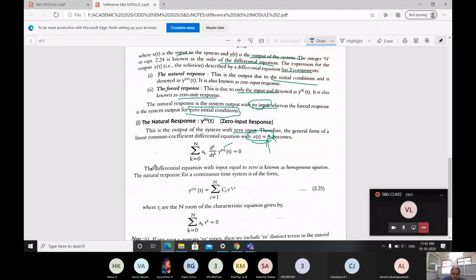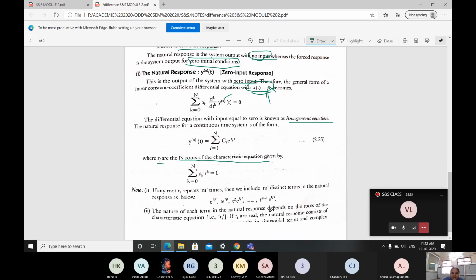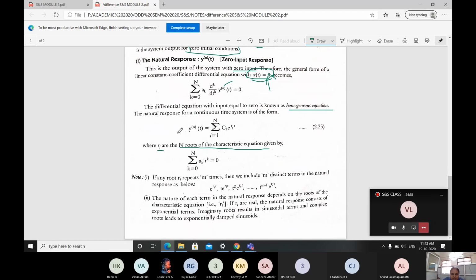The differential equation with input equal to 0 is known as the homogeneous equation. Therefore, the natural response for a continuous time system is of the form y^(n)(t) equals summation i varying from 1 to N, c_i e^(r_i t), where r_i are the N roots of the characteristic equation.